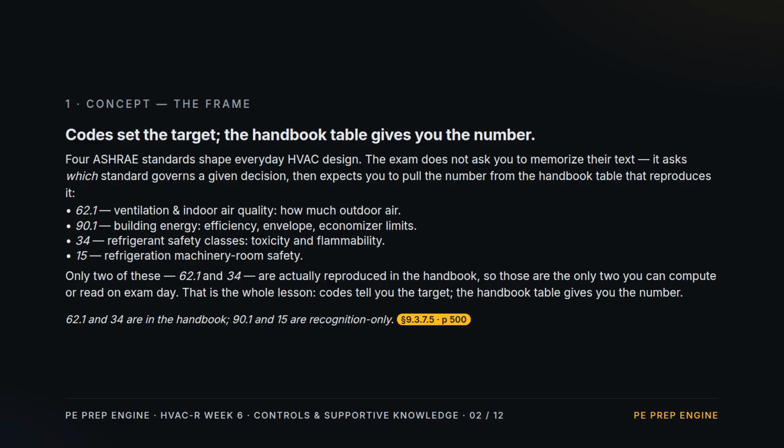Concept: the frame. 4 ASHRAE standards shape everyday design. 62.1 governs ventilation and indoor air quality. How much outdoor air? 90.1 governs building energy, efficiency, the envelope, economizer limits. 34 sets refrigerant safety classes, toxicity, and flammability. 15 governs the refrigeration machinery room. Here's the key: only 62.1 and 34 are reproduced in the handbook, so those are the only 2 you can compute or read on exam day. That's the whole lesson. Codes tell you the target, and the handbook table gives you the number.